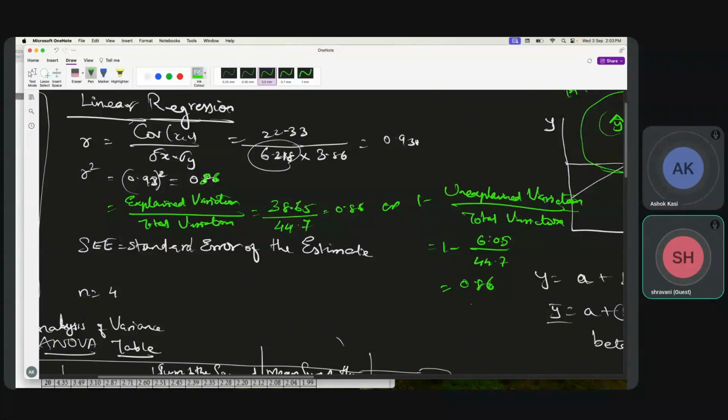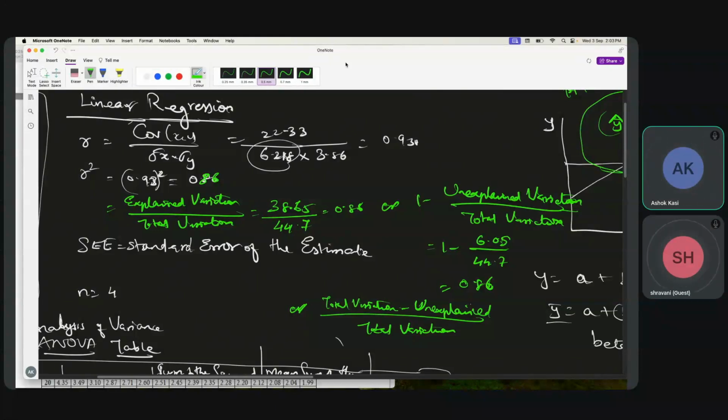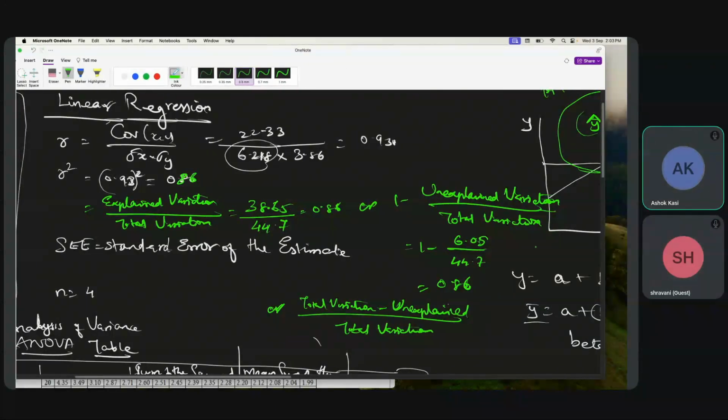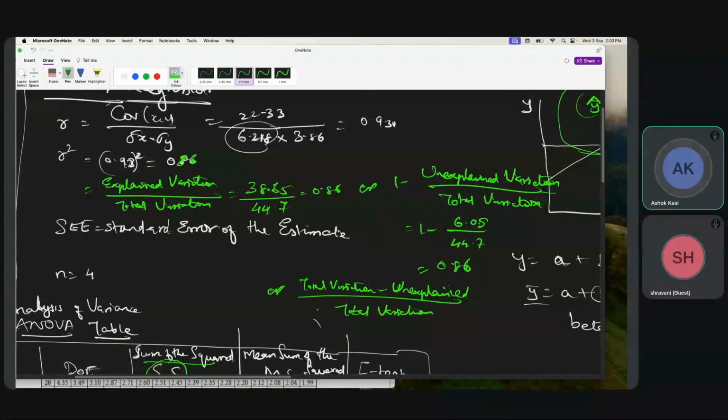So this also can be written as total variation minus unexplained variation, which gives explained variation. We can write like this also. It all will give you the same answer. Understood? These are all different ways. You should know all because you don't know how they are going to confuse you.